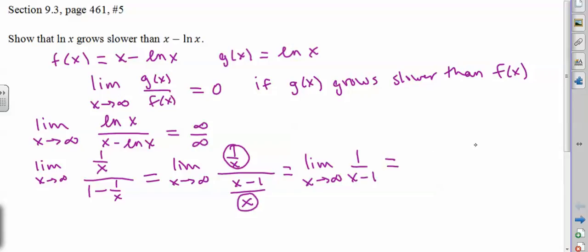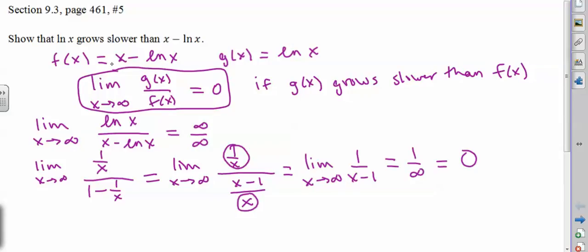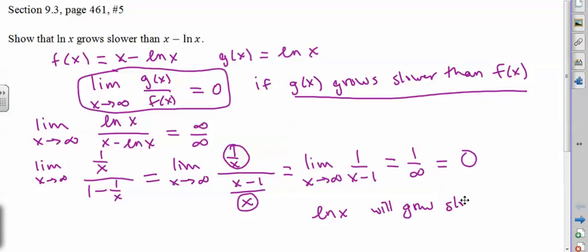And when I substitute in for my limit, I'm going to have 1 over infinity, which of course is going to give me 0. And that meets my initial condition up here, which says the limit as x goes to infinity of g of x over f of x is equal to 0, then that tells me that g of x is going to grow slower than f of x, or the natural log of x will grow slower than x minus the natural log of x, which is what we were supposed to find in the first place.